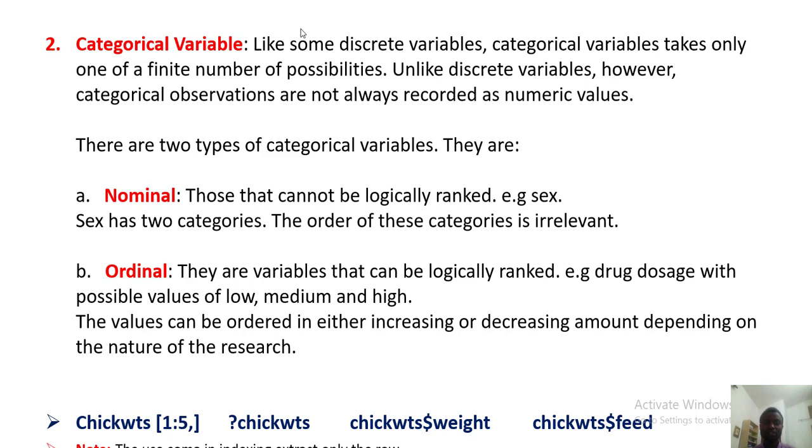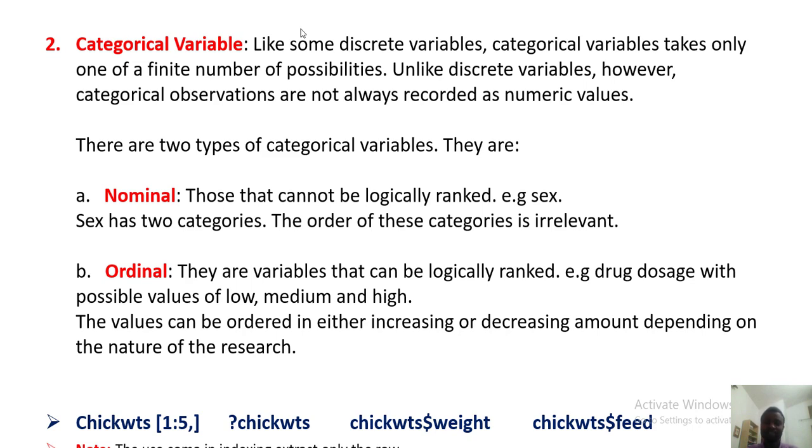They are the nominal categorical variable, those that cannot be logically ranked, e.g. sex. Sex has two categories. The order of these categories is irrelevant. So when you are performing some kind of analysis, you can't say male is greater than female or female greater than male. So the next form of it is the ordinal categorical variable.